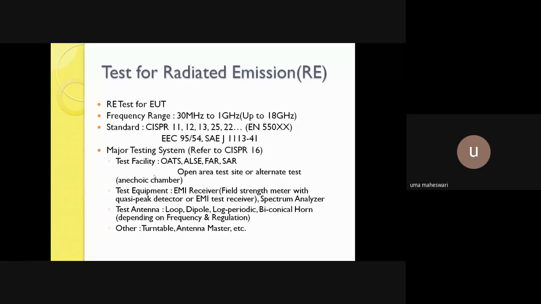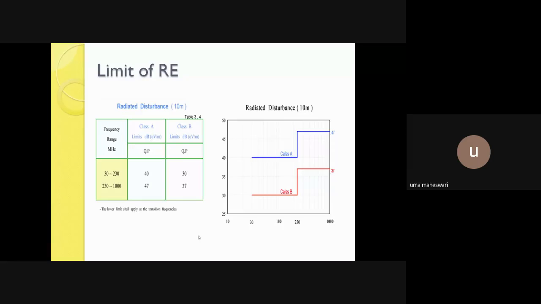So these are the test facilities available. And test equipment are EMI receivers, spectrum analyzer, and test antennas, which can be loop, dipole, log periodic, biconical, and others. You can use a turntable, antenna mast, etc. These are all the limits of the emission test.